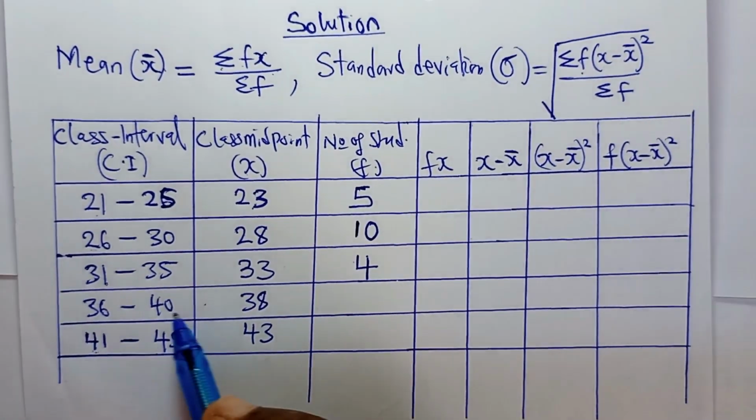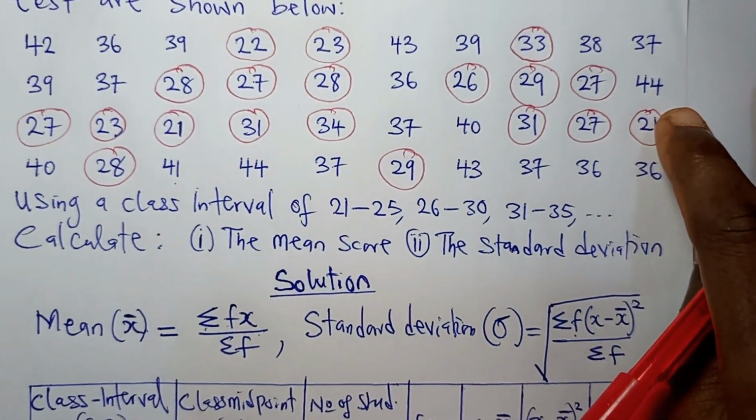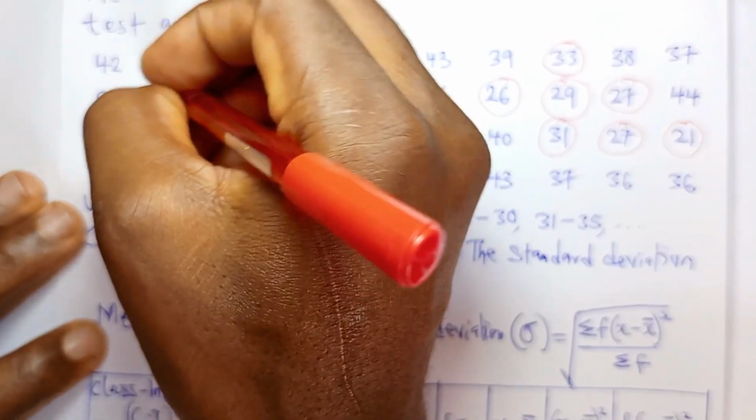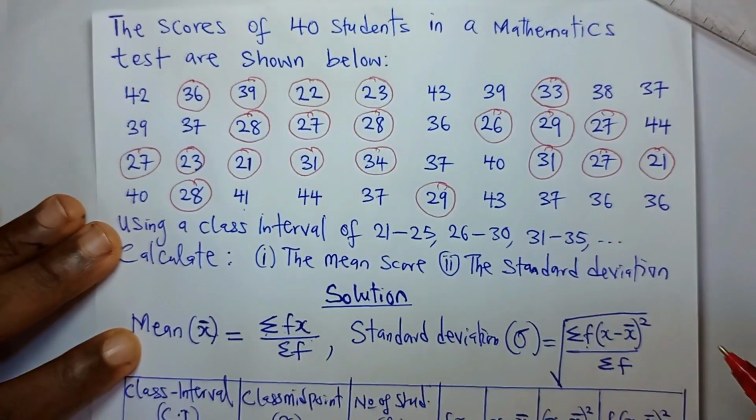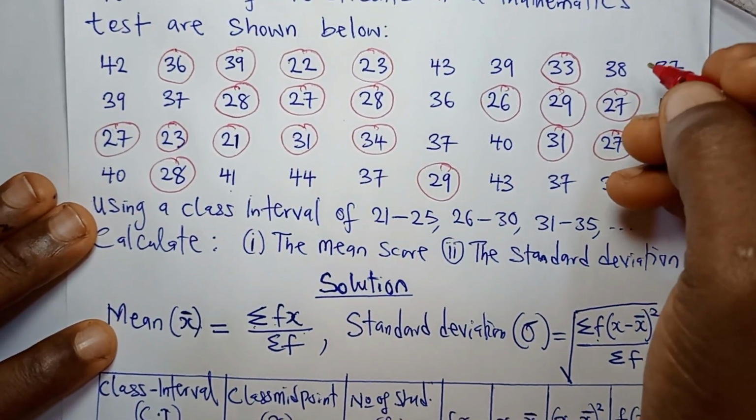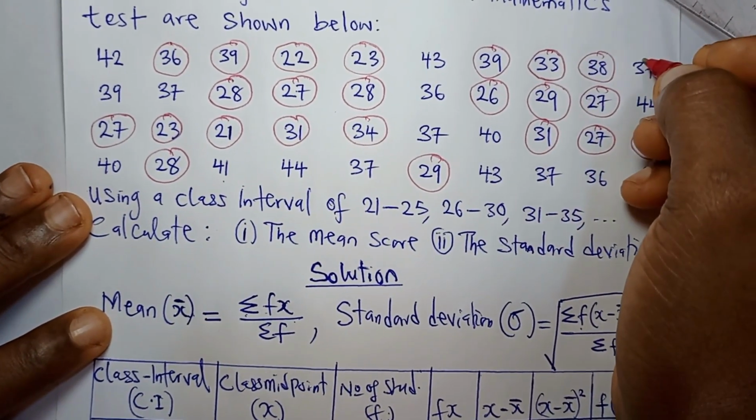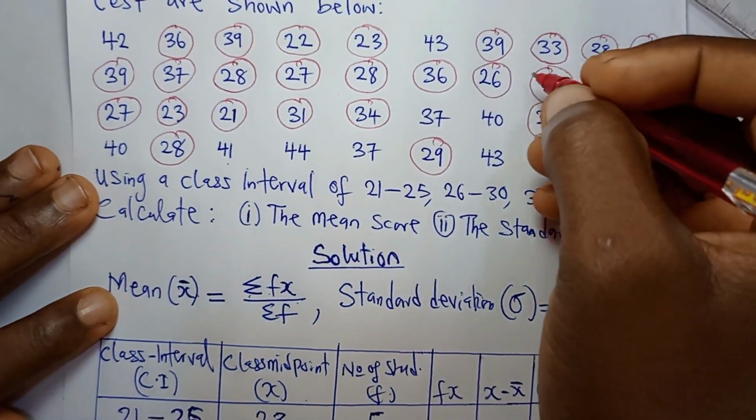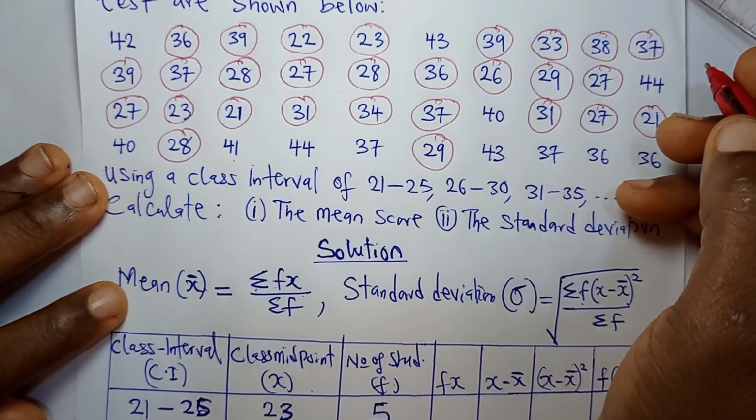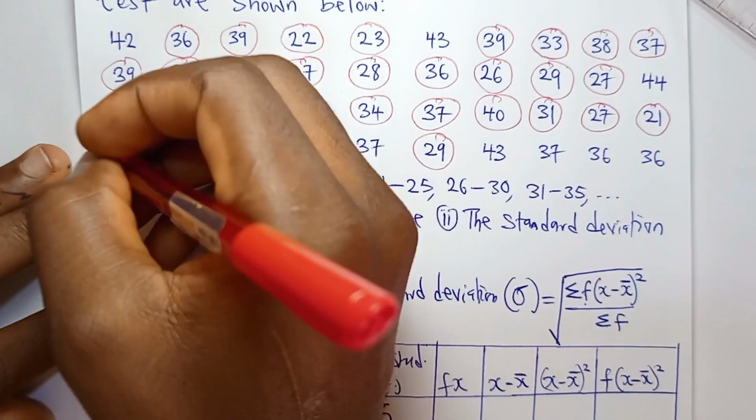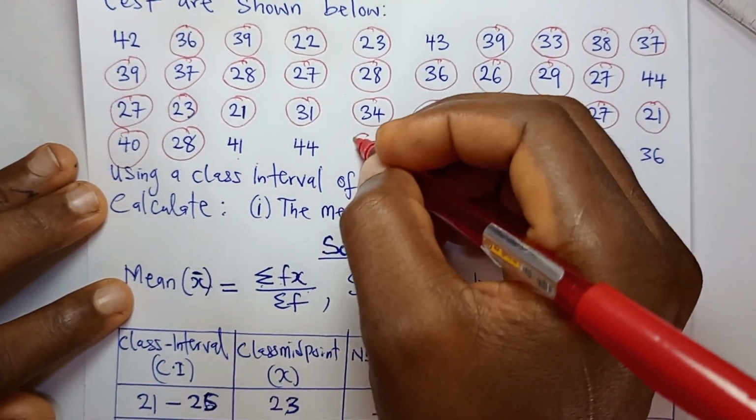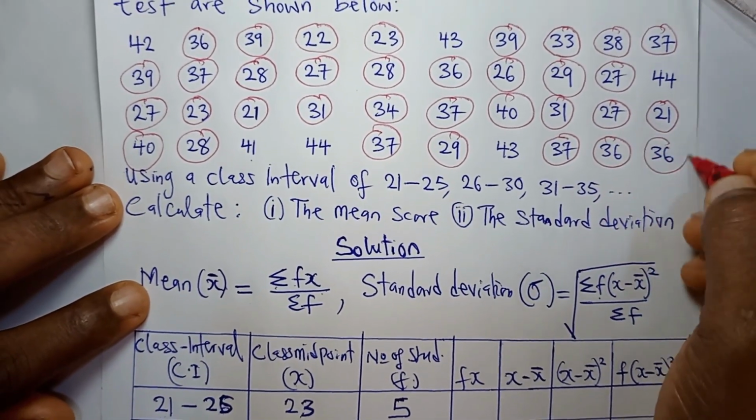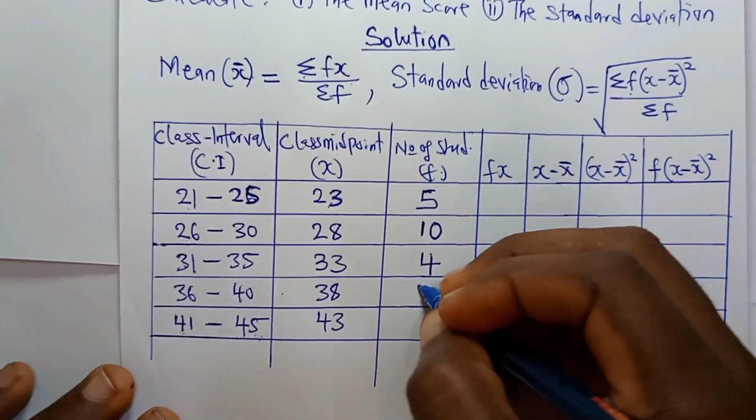Then I will go and get the frequency for 36 to 40. Let's count. 1, 2, 3, 4, 5, 6, 7, 8, 9, 10, 11, 12, 13, 14, and 15. So I'll come and input it here. 36 to 40 is 15.